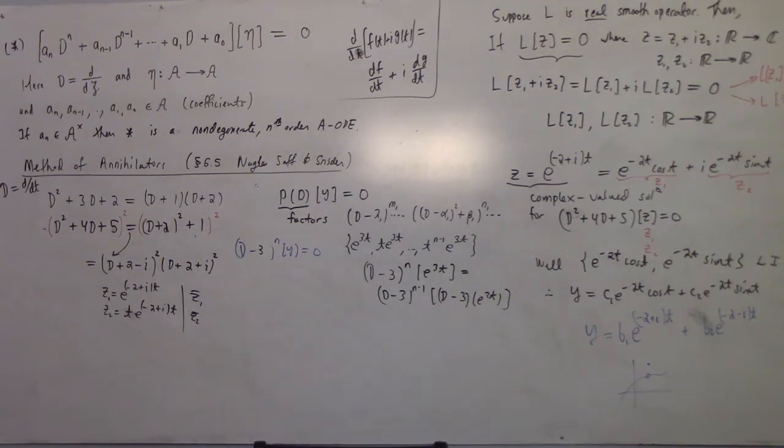Come back to this. Squared plus 4D squared. You can go. So z1 is e to the minus 2t cosine t plus i e to the minus 2t sine t, right? Mm-hmm. And z2 is really just t times z1 if you look at it, right?